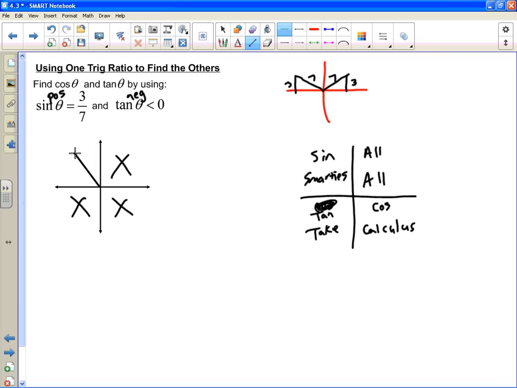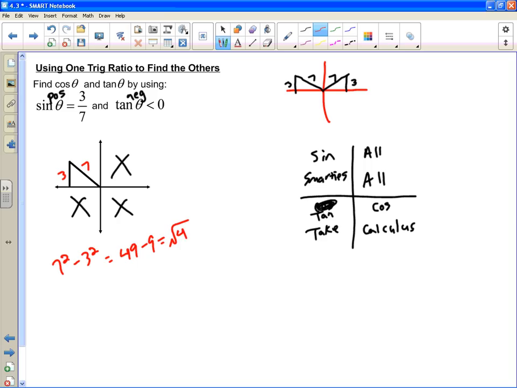for 3 over 7. So my opposite side is 3, so it probably looks something kind of like this, where I have 3 for my opposite side, 7 for my hypotenuse. I'm going to have to figure out what the third side is by doing 7 squared minus 3 squared, which is 49 minus 9, which is square root of 40, which is 2 square roots of 10 if I simplify it. And it's also negative because I'm going left on the x-axis.